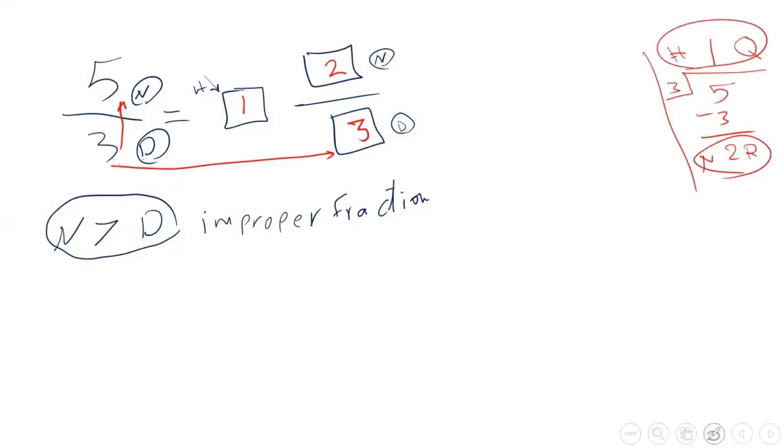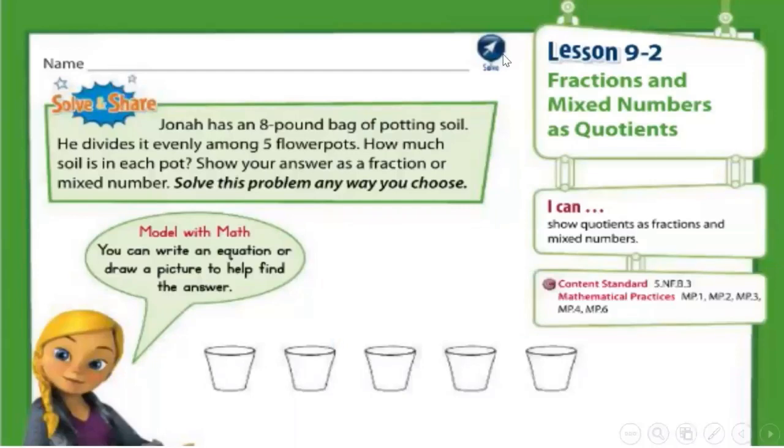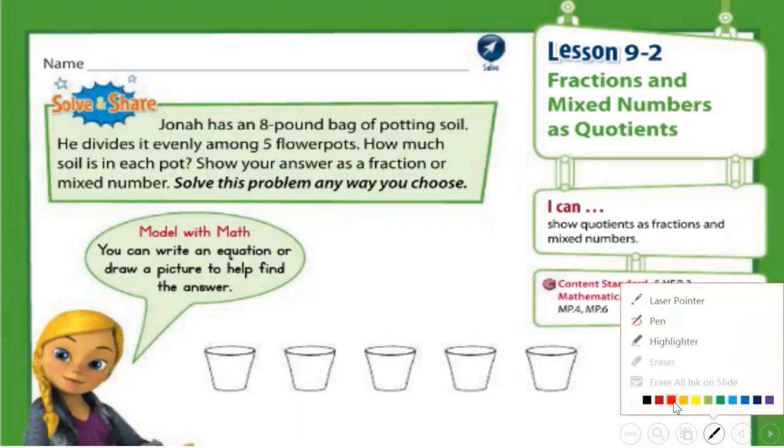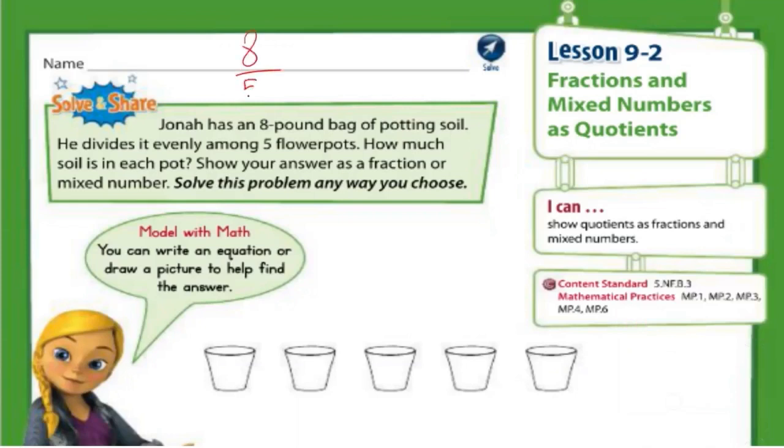Don't forget that. Let's move directly to solve and share questions. Start our session. Okay, my dear students. Jonah has an 8-pound bag of potting soil. He divides it evenly among 5 flower pots. Okay, so he will divide 8 over 5. It will be like an improper fraction, 8 over 5, numerator more than denominator. Okay, how much soil is in each pot? And show your answer as a fraction or a mixed number.